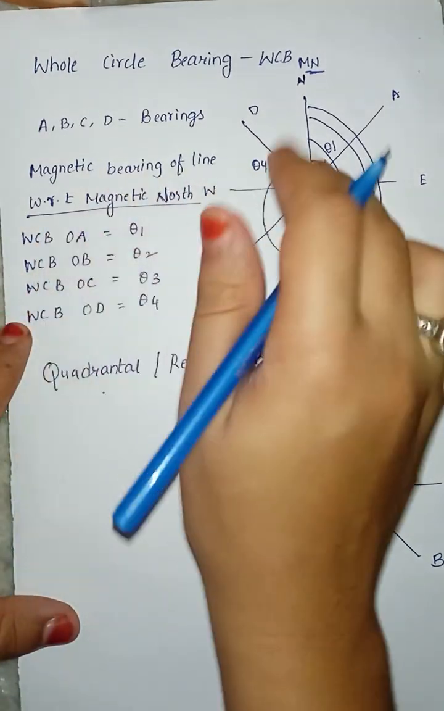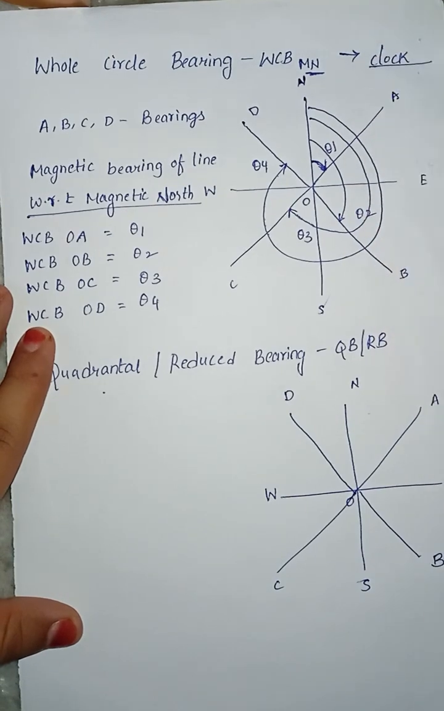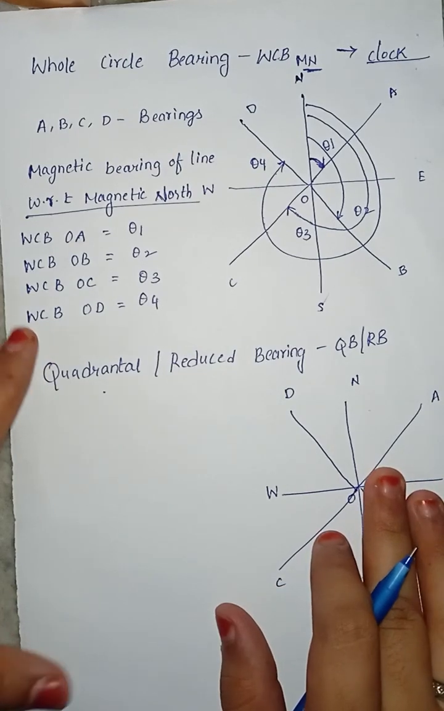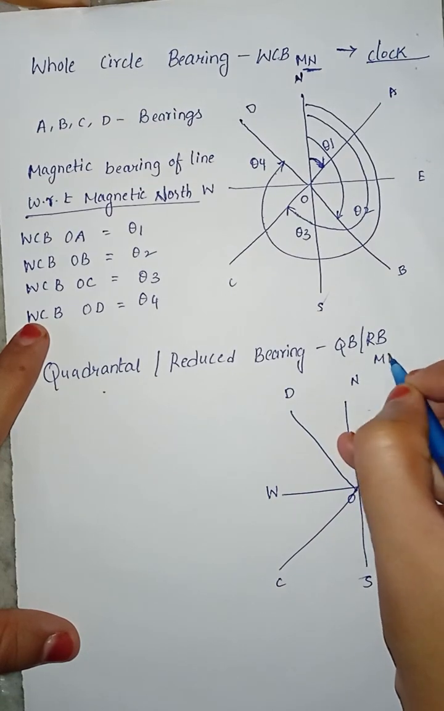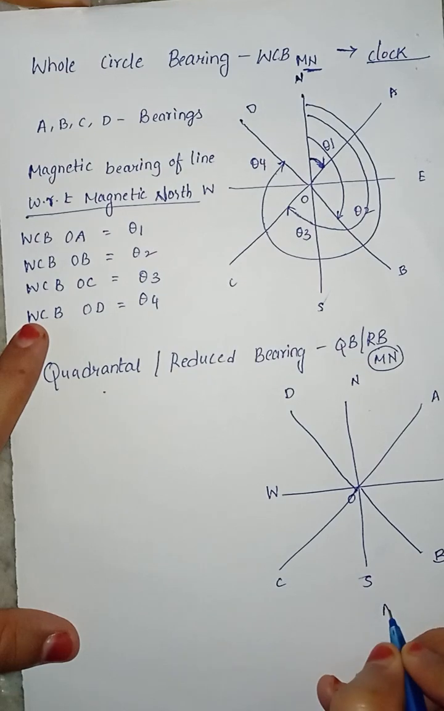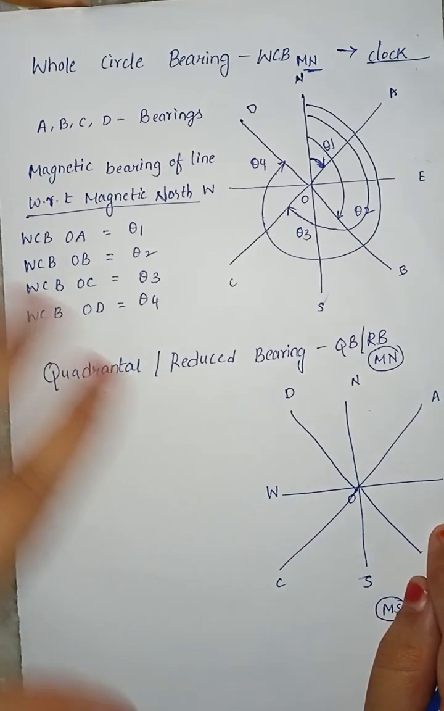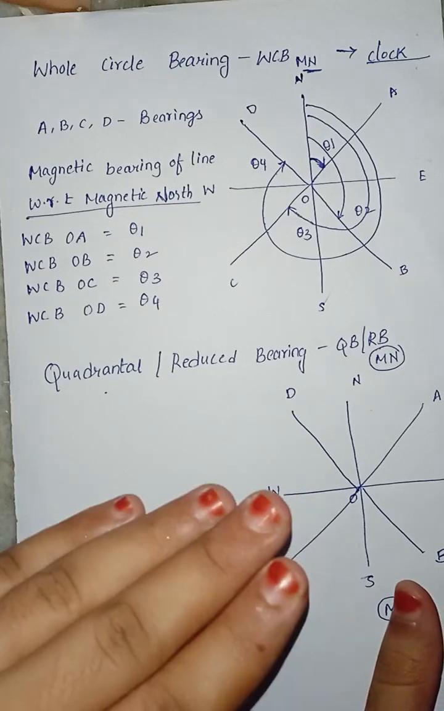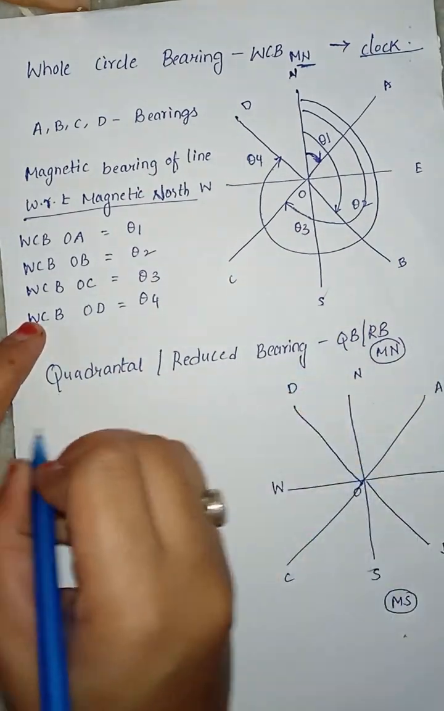I have forgotten to say, in case of whole circle bearing, we are only taking the clockwise movement. In case of the quadrantal bearing, this is also the magnetic bearing of line. In this we can take with respect to magnetic north, or we can take with respect to magnetic south. Means we can take with respect to north direction, or we can take with respect to south direction, whichever is nearer. In this it may be clockwise or anti-clockwise.